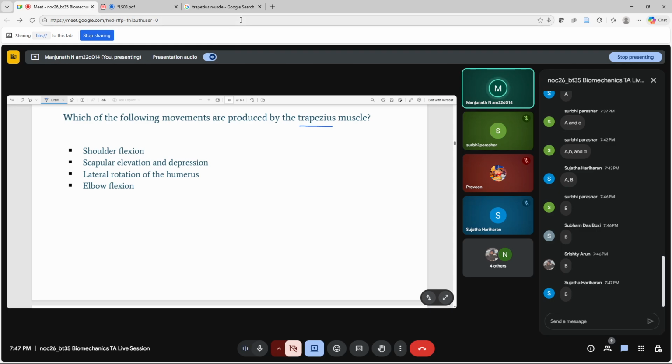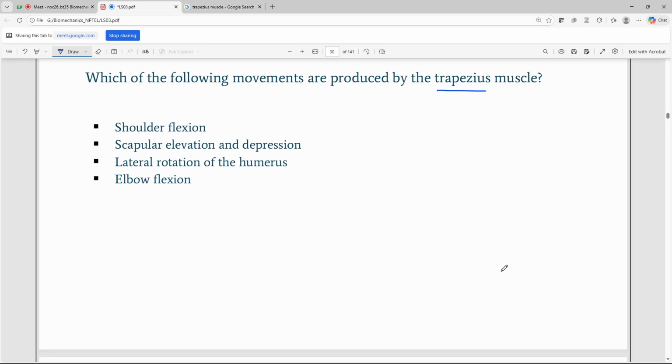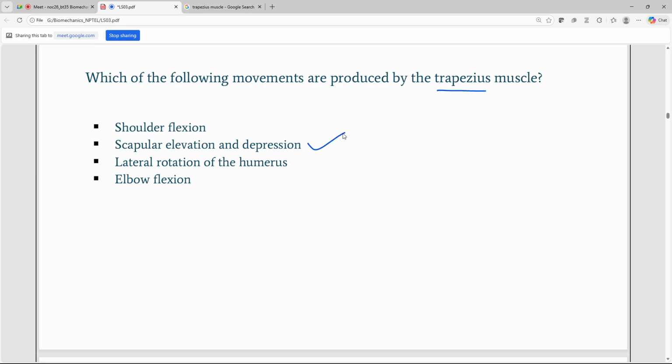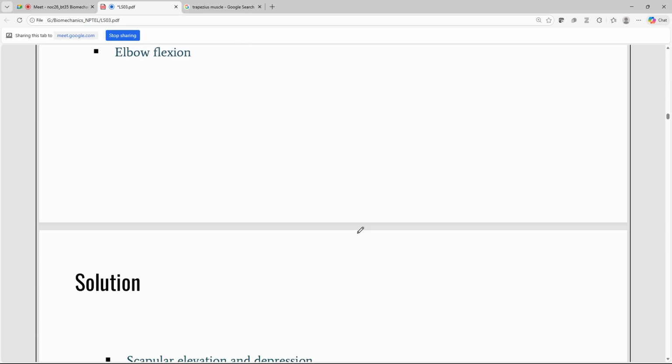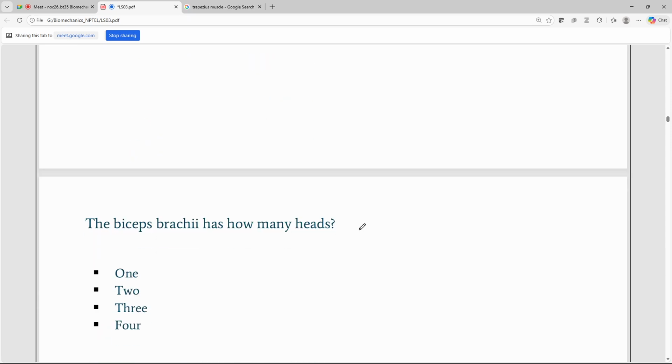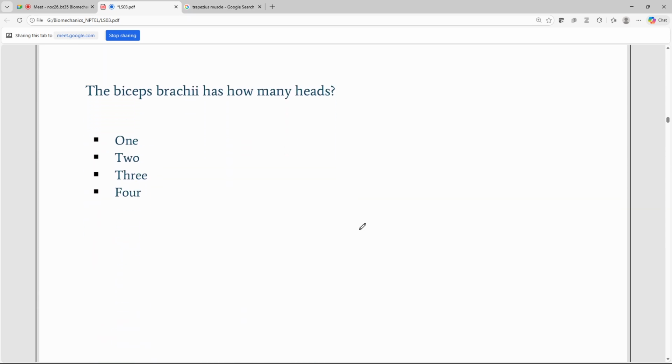Yes, you are right. Option B, that is scapular elevation and depression. This is the function of the trapezius muscle. So this is the muscle in the back, in the upper limb towards the wing side. The muscle that runs from the end of the neck to the midline of the body is what is called the trapezius muscle. Next question.